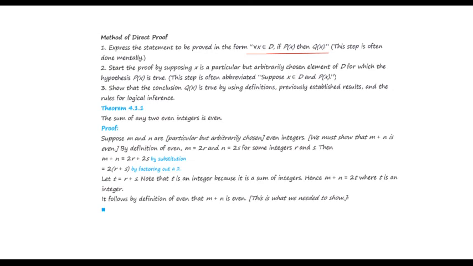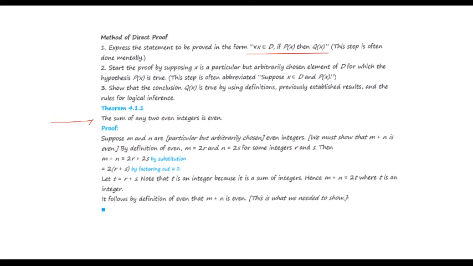You need to solve many examples using this method and prove different statements using this method to sort of master such method. Let's look at theorem 4.1.1 of the book, which says the sum of any two even integers is even. Let's prove this using the method of direct proof. In the first step of the direct proof method, we need to formalize the theorem.